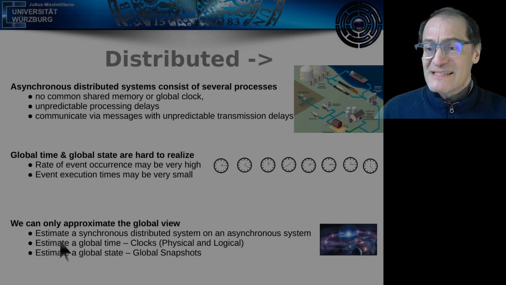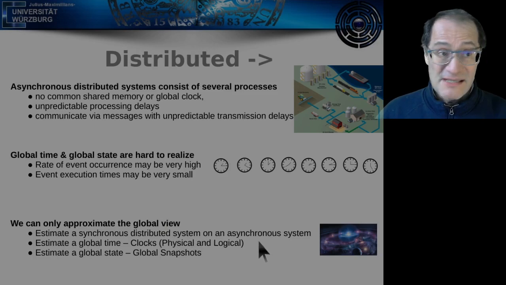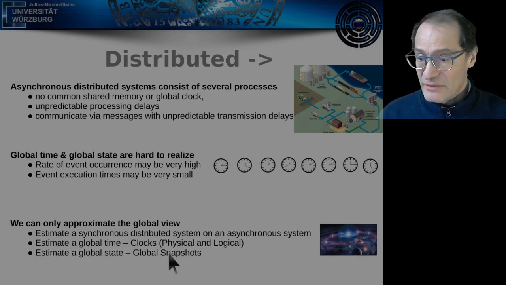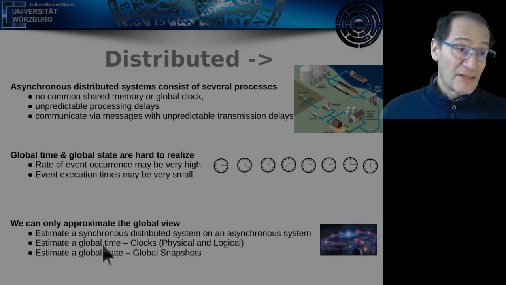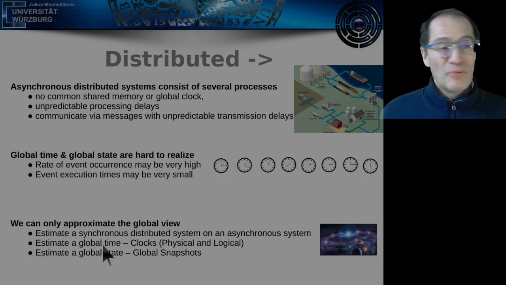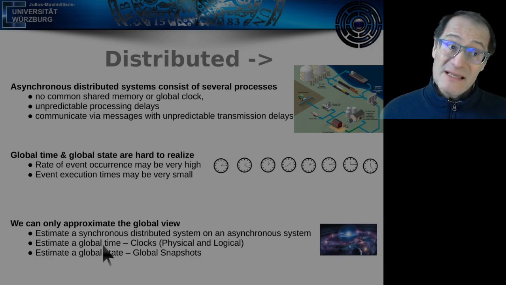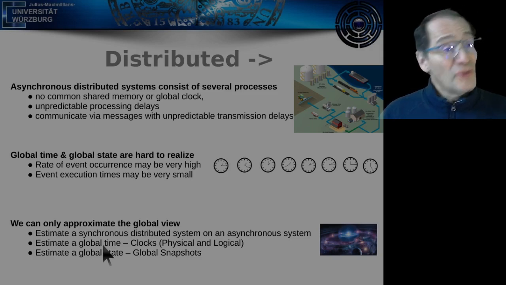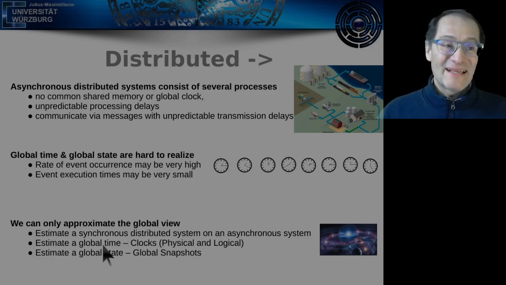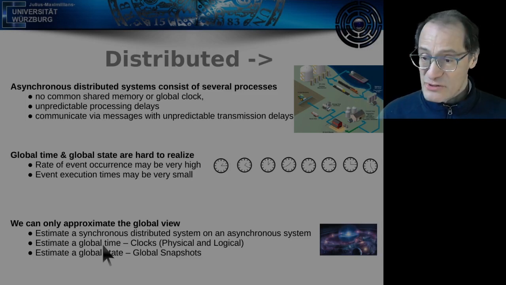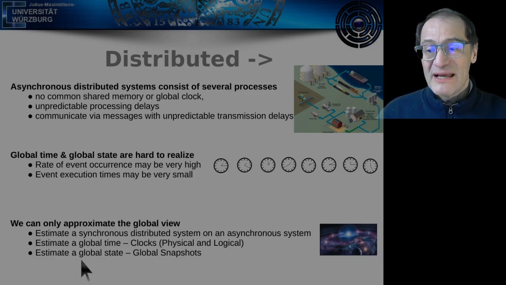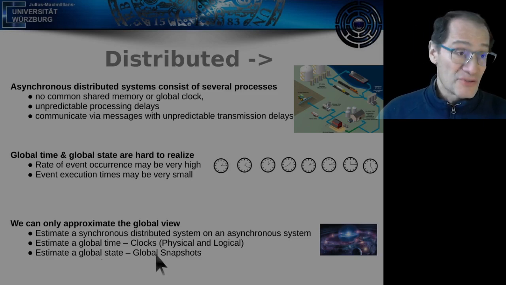Okay, we have to estimate a synchronous distributed system on an asynchronous system. It is asynchronous. Every node has its own time. It's difficult to estimate a global time, so the times from different nodes have different rates. So we may have to build an average or something like this, and this will not be exact. Not every node will show the same time as any other. They have a difference, and this can make a difference in the execution. And it's very difficult to estimate the global state, so we cannot make global snapshots of the system.